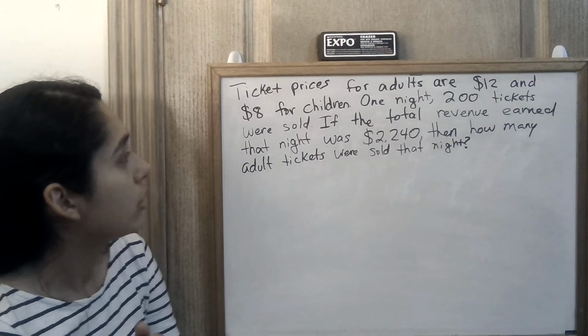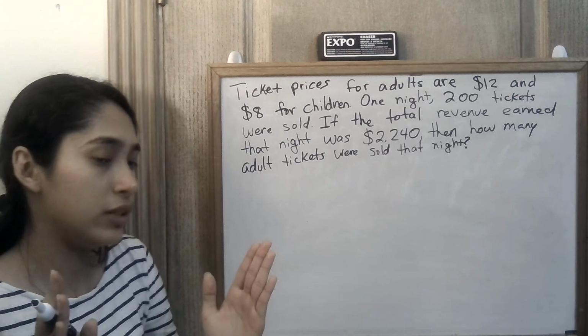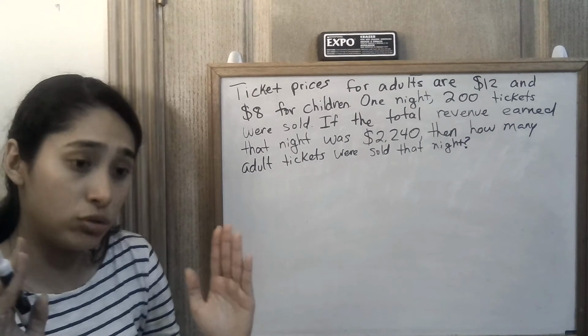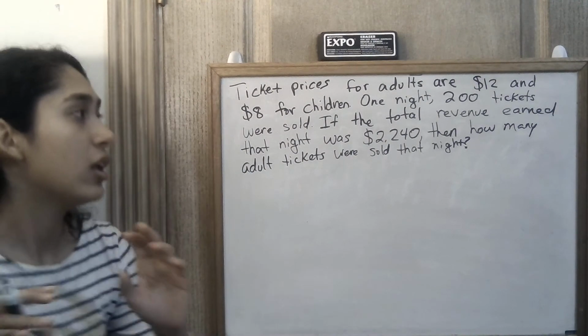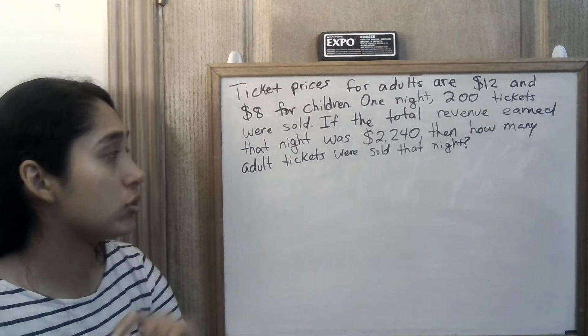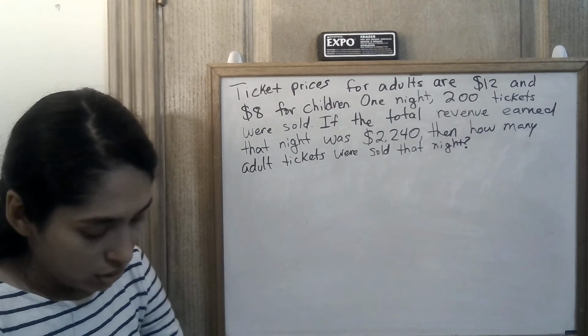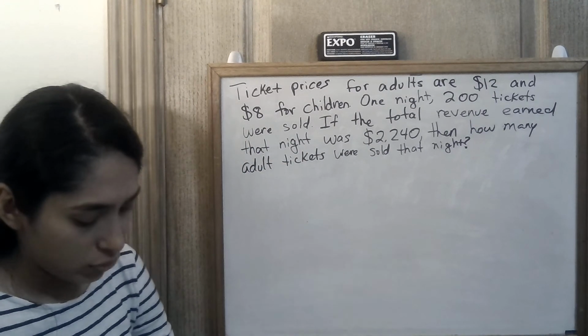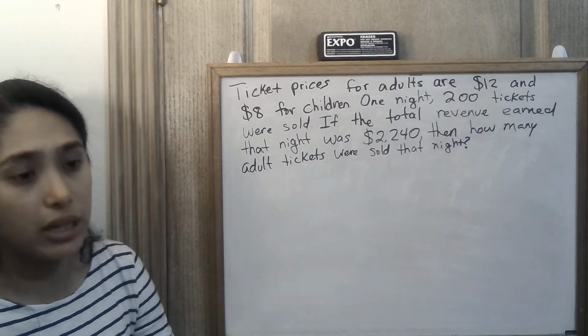Alright. So we know what's the price of the child and the adult ticket. We know that 200 tickets were sold. We just don't know how many of each. And then out of the money earned from all those tickets sold, it was $2,240. So we're gonna let X represent the number of adult tickets because that's what we're looking after.